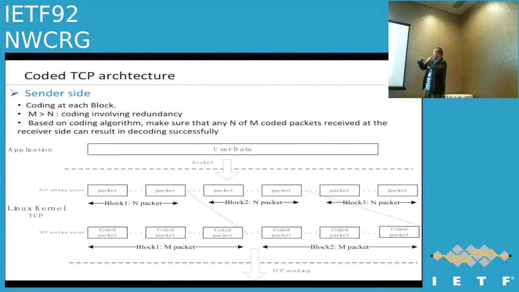I see TCP sending you both up and down. We add the coding layer above TCP. We do not modify the TCP stack. In our coding side, we make sure that if any n of m packets is received at the receiver side, it can decode it successfully. This makes the decoding very simple.